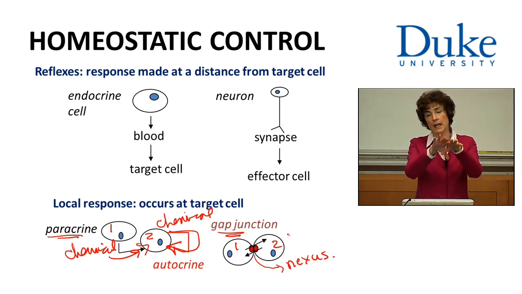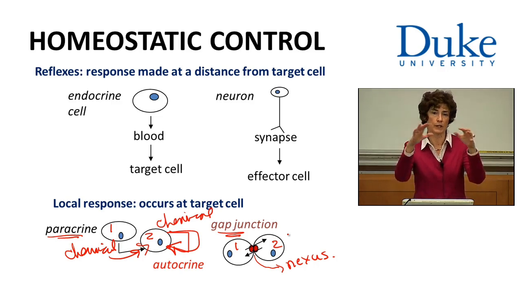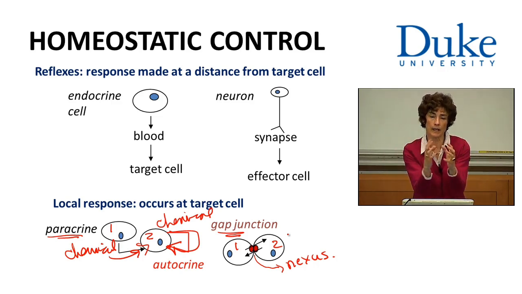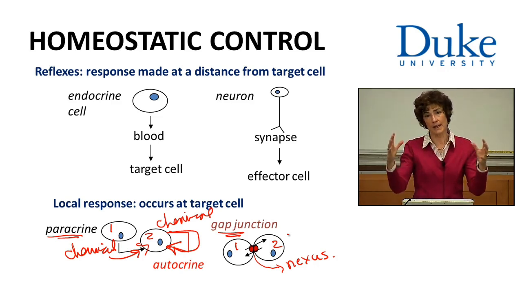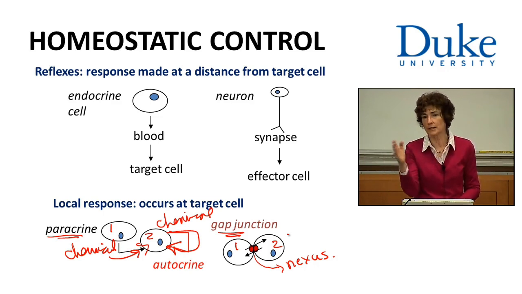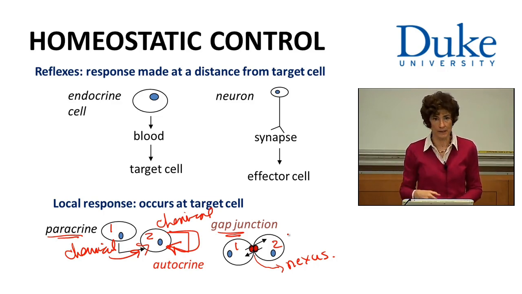It allows all the cardiac muscle cells to act as a single sheet so that they will all contract in unison and all relax in unison. And it'll be dependent upon the amount of calcium which is being delivered across the gap junctions to all the cells. So those are going to be our local responses.